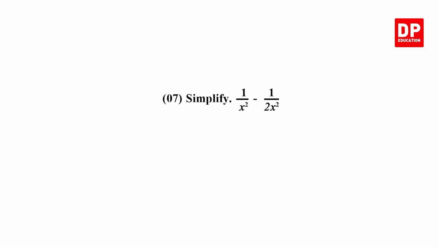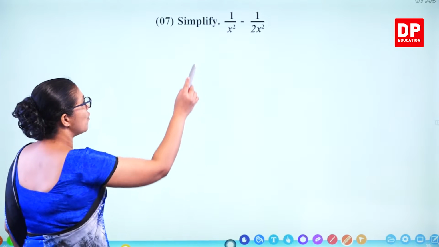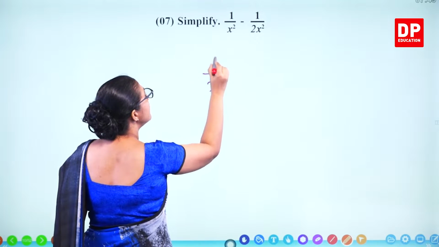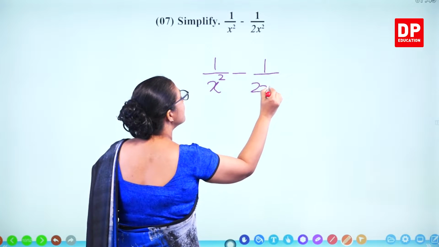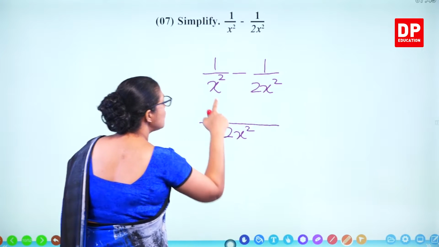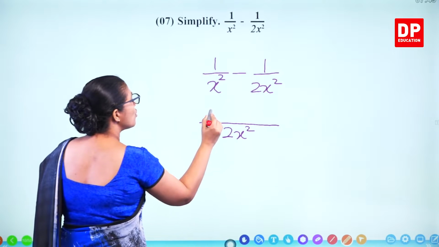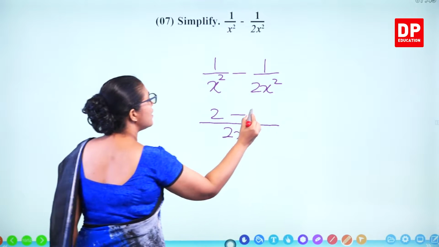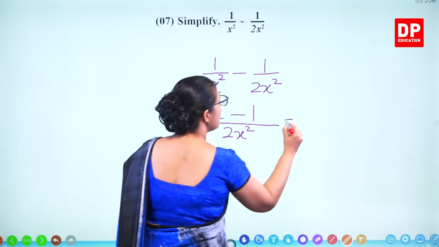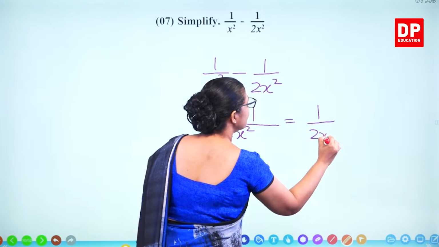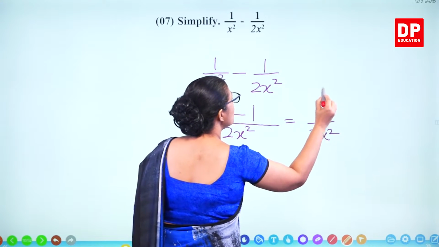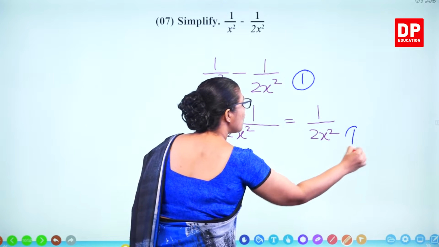Question number 7, simplify. So, you have to find the lowest common multiple of x squared and 2x squared. So, the lowest common multiple is 2x squared. That means you have to multiply this by 2 to get the same denominator. Here, no need to do anything, just write it as it is. 2 minus 1 becomes 1. So, the answer is 1 over 2x squared. So, 2 marks for that, 1 mark and 1 mark here.